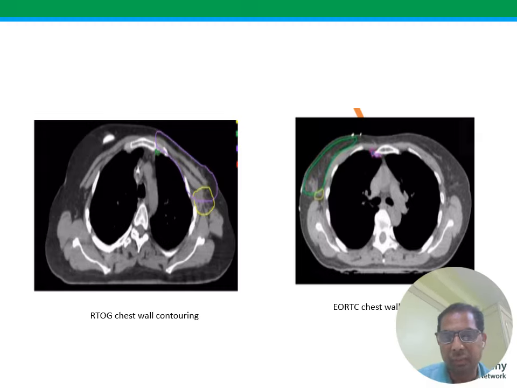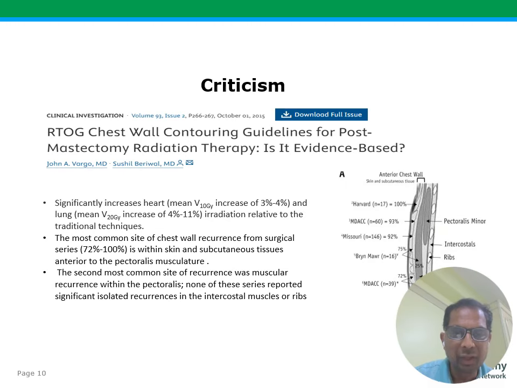So one is treating only the volume in front of the pec muscle, the other is treating even pec major, pec minor, intercostal muscle and ribs. And there has to be some adjustment or compromise between the two. So we did some review and wrote one letter to the editor in their journal looking at recurrence pattern.